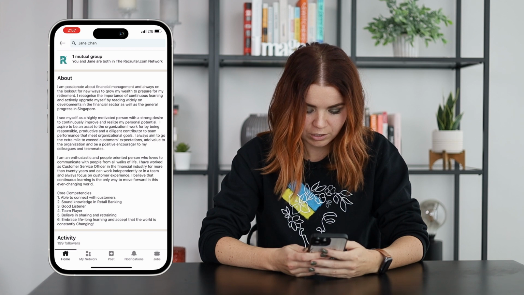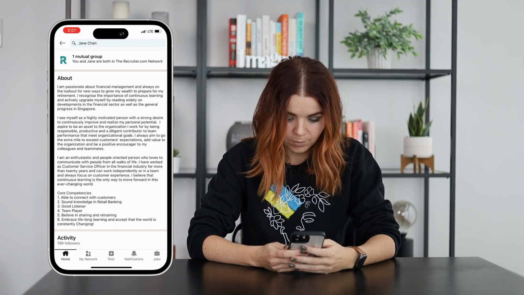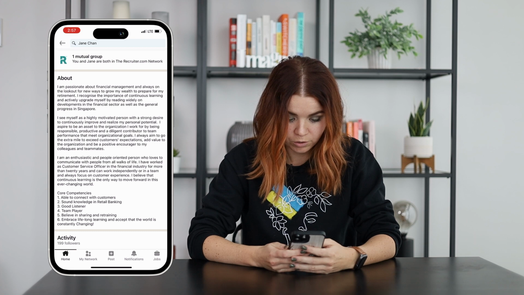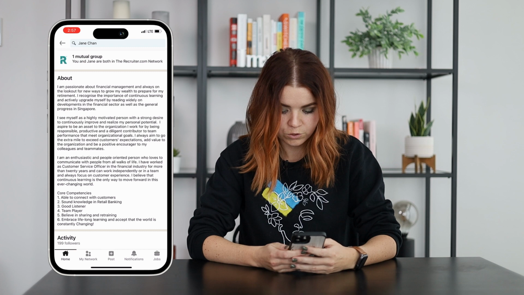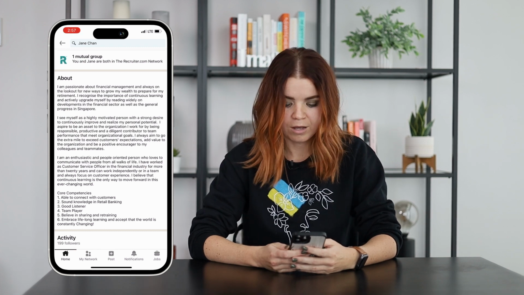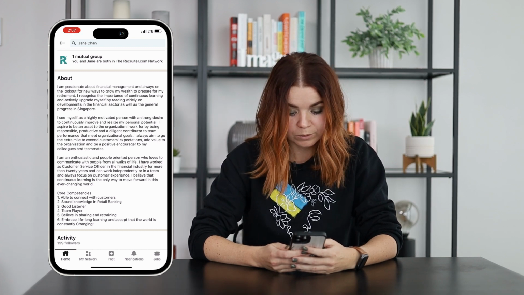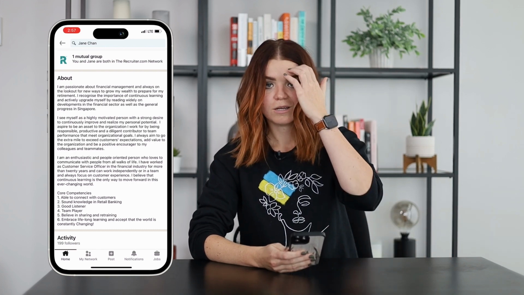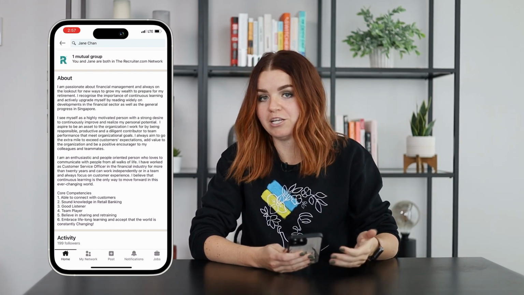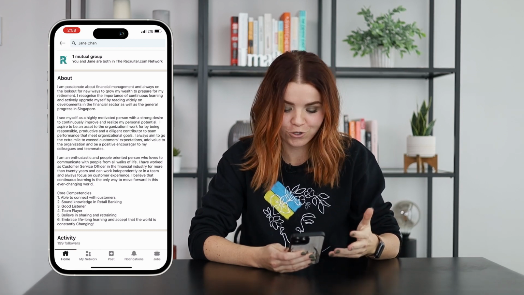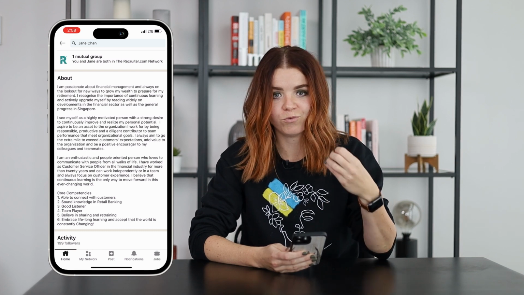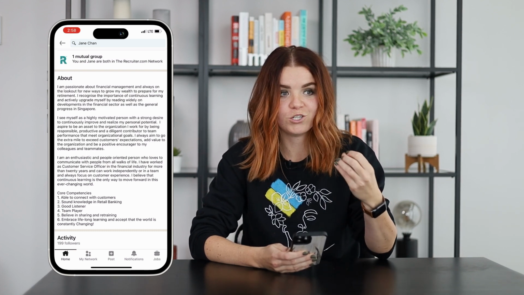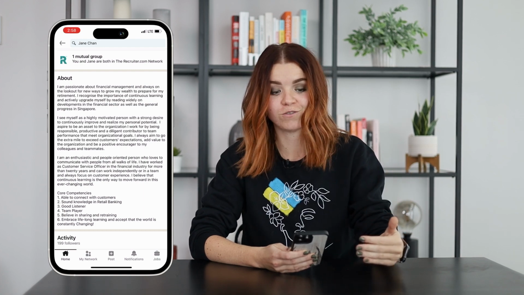Looking further, let's look at her About section. Okay, she talks about being passionate about financial management and always on the lookout for new ways to grow my wealth to prepare for my retirement. That is probably clearly a big passion of hers, but again, I don't have enough information about Jane's goals and objectives for her LinkedIn profile, but I would say that the general rule of thumb is you have to start with things that other people want to know about you, meaning you have to answer the question, what's in it for them? Why should they keep reading?